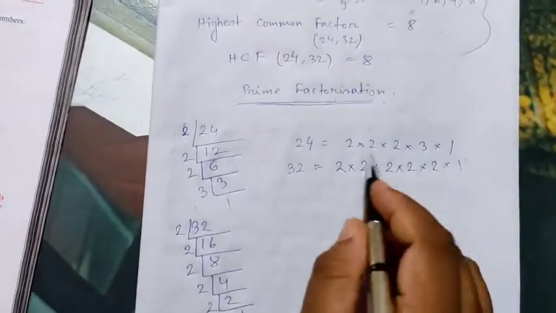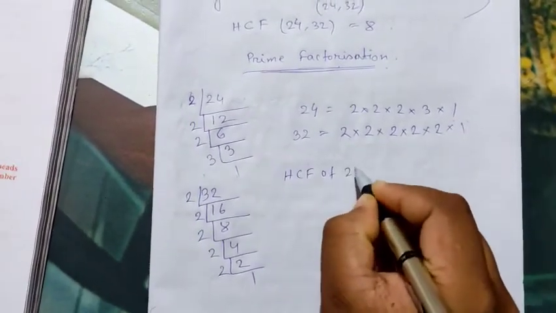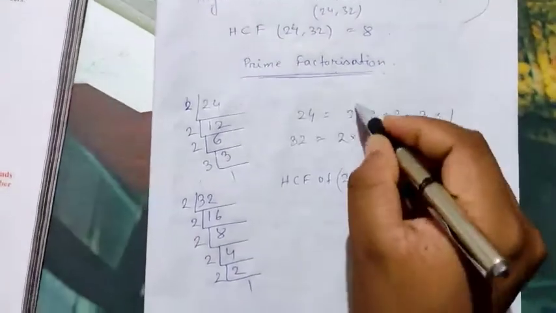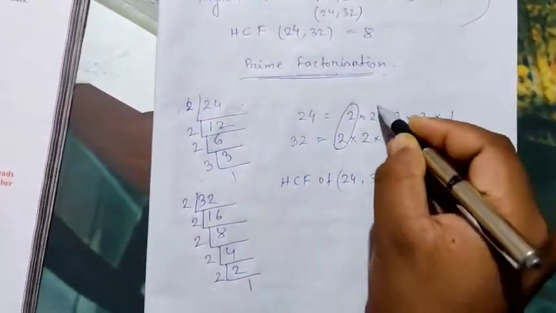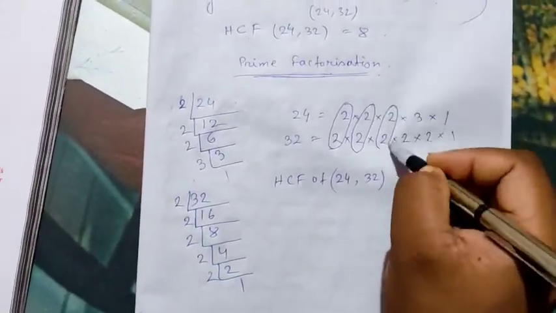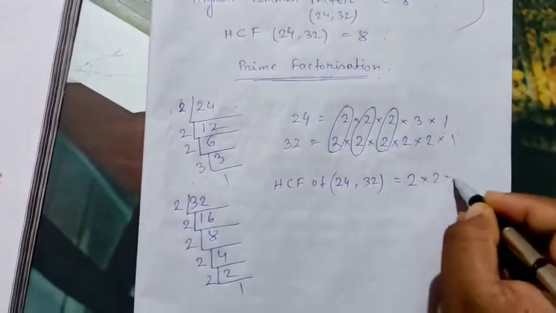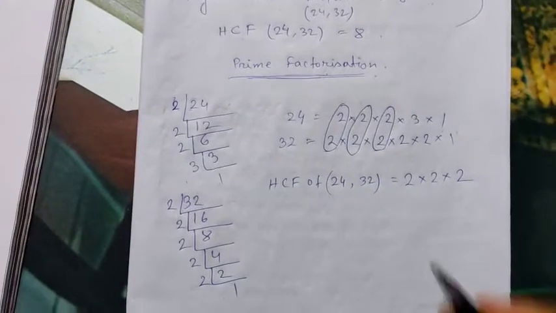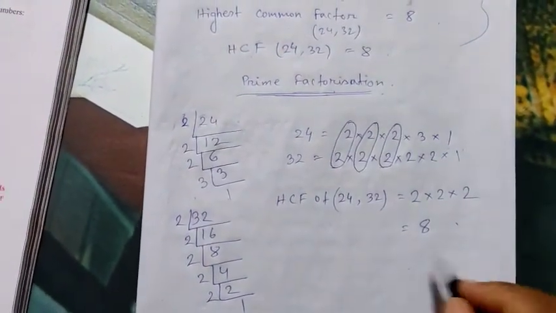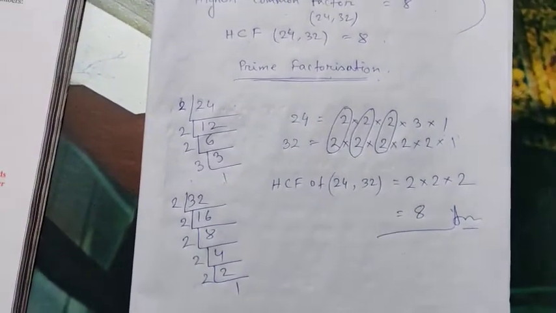Now the HCF of 24 and 32 is equal to, we will take the common part only. One 2 is common, another 2 is also common, and the third 2 is also common. Is any other common part there? No. So 2 into 2 into 2 will be the HCF, that is 8. So 8 is the HCF of 24 and 32. This is how you perform the prime factorization method.